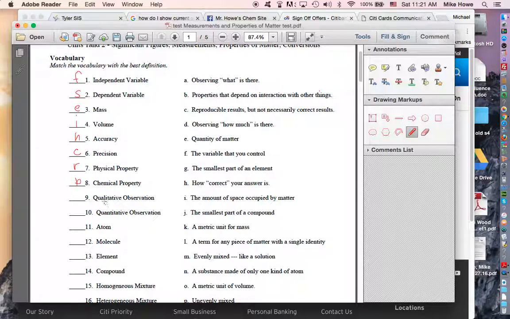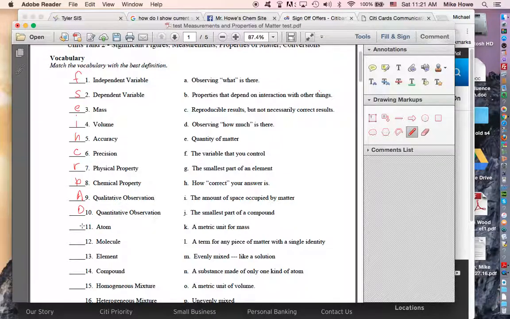And a qualitative observation is what is there. So you're just looking to see what's there, like if it's yellow or if it's big or small. Those are qualitative. Quantitative says how much. So qualitative is A, what is there, and quantitative is D, how much is there.